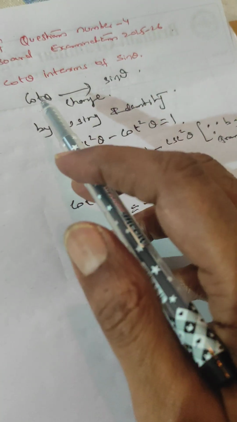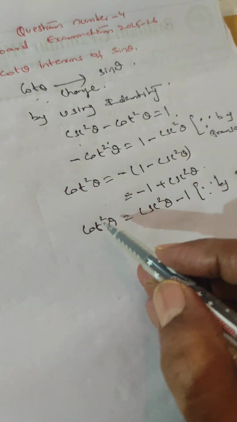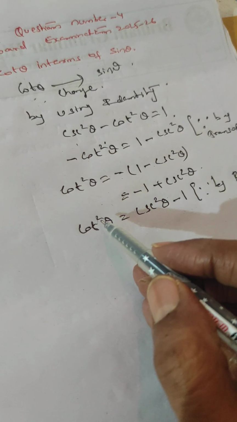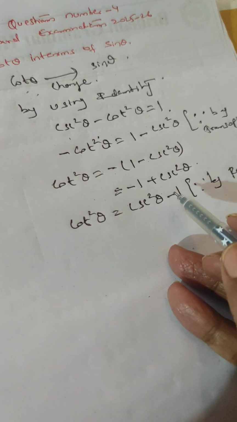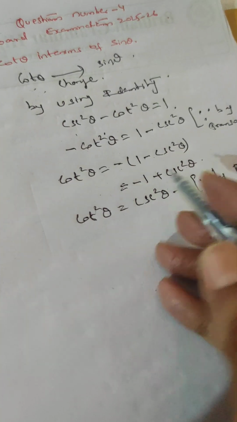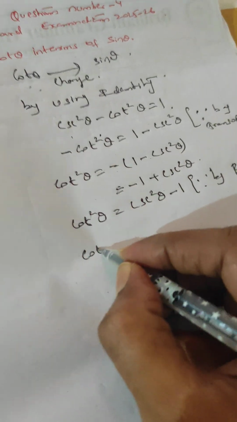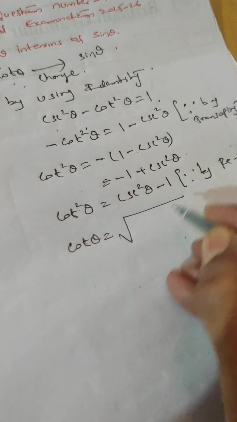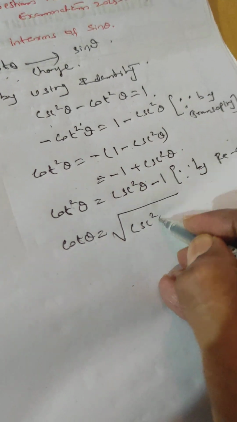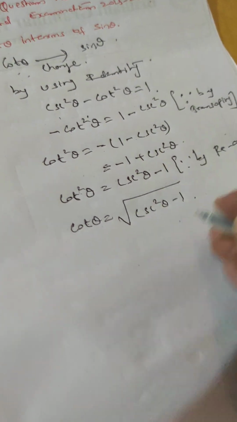As in the question I want only cot theta, I don't want this power 2 also. Whenever this power 2 is transposed to the right hand side, it converts into a root. So cot theta equals the square root of cosec square theta minus 1.